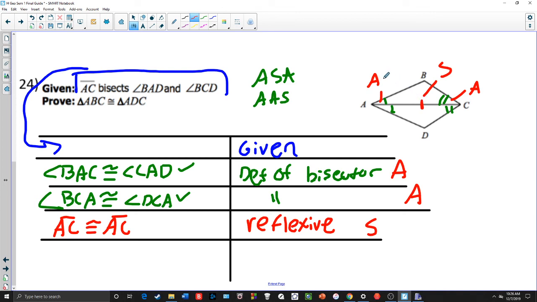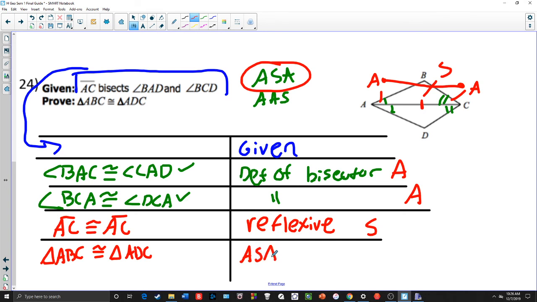So in this case, if I try to go from this A to that A, if I try to connect my A's with a straight line, I have to cross over my marked side. I have to cross over my S. So that means that we're going to have angle side angle instead, not angle angle side, because I can't connect my A's without going across the S here. So I would say that triangle ABC is congruent to triangle ADC by angle side angle. Because again, in order to connect my two angles, I have to cross over the S. If I have to do that, that means it's an angle side angle problem.